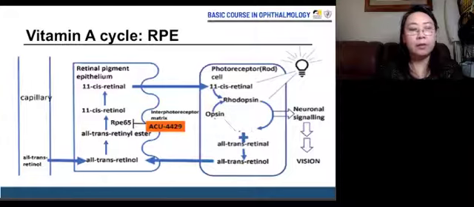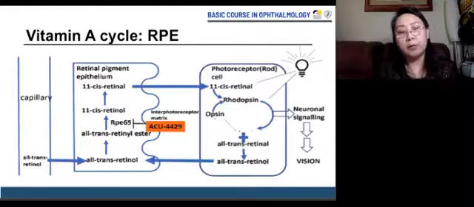11-cis retinal, which binds with interstitial retinoid binding protein, enters the outer segment of the photoreceptor cells where it is bound to opsin. So when light cleaves the bond of rhodopsin, 11-cis retinal transforms to all-trans retinal, which converts back to all-trans retinol, which is transported to the RPE, which is then isomerized to 11-cis retinol, completing the cycle.